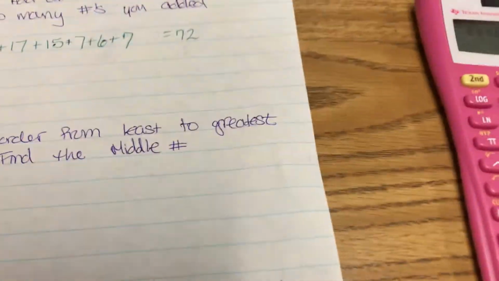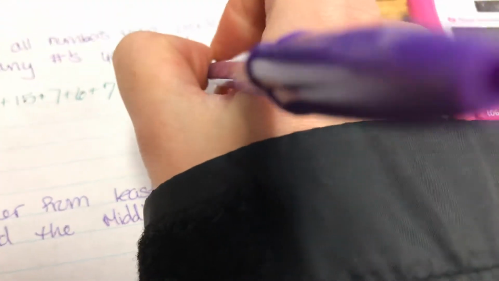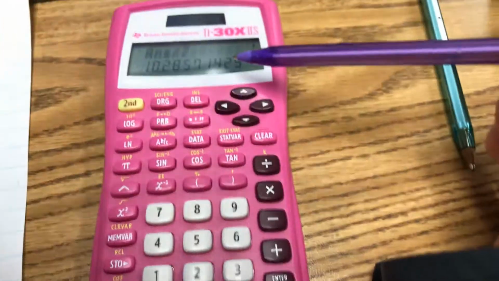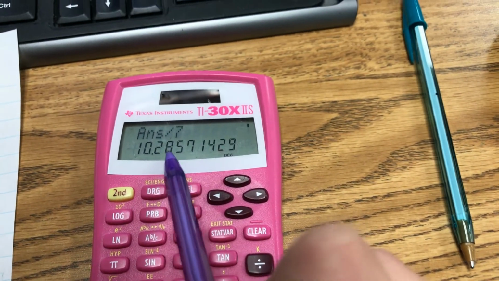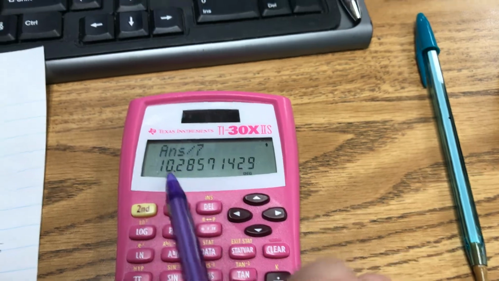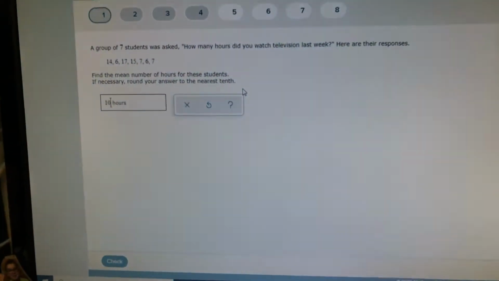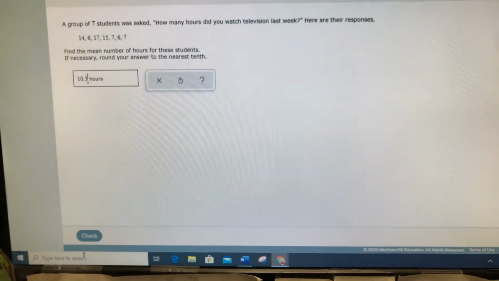So here we have our numbers. We had 14, 6, 17, 15, 7, 6, and 7. Add them all up, and I already did that, so we had 72. So there's my total, and there are 7 students. So then I would take my 72 and divide it by the 7 students. And we're going to get a number which we're going to have to round, and it said to round to the nearest 10th. So I look at my tenths place, I have a 2. To the right is an 8. That 8 is going to make my 2 move up to 10 and 3/10. So 10 and 3/10.